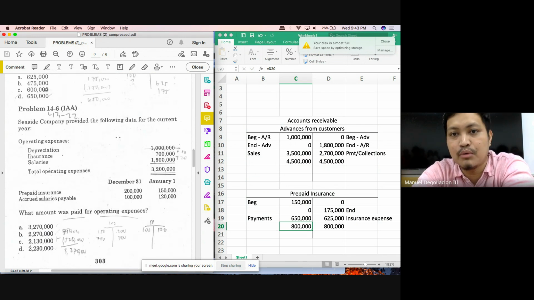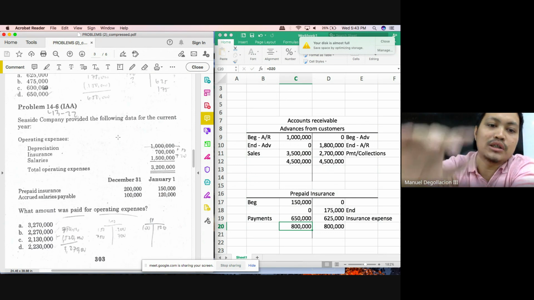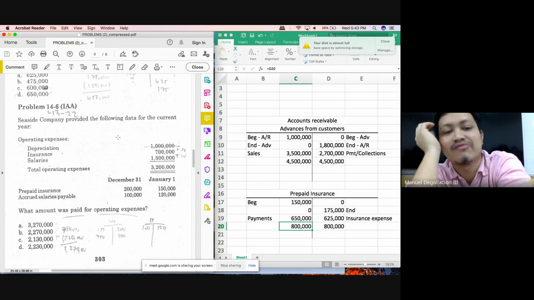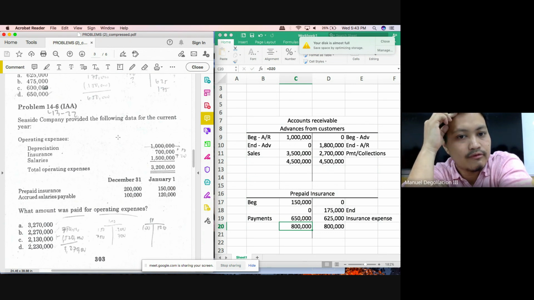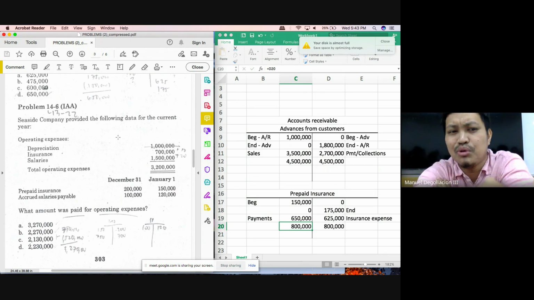Hopefully, we can encounter a problem wherein the additional information will be relevant. What amount was paid for operating expenses? So basically, you just have to determine how much of your insurance expense was paid, how much of your salaries expense were paid. Do we have to include depreciation, class? No, because the depreciation will not be paid in cash.